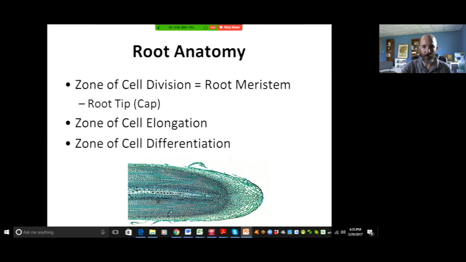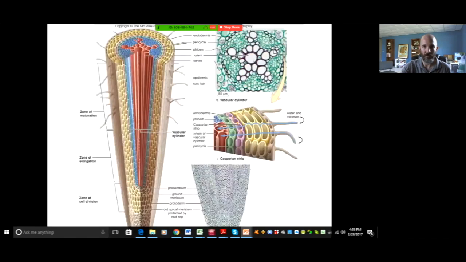The root meristem is pushing through the soil, and the cells that are generated then get assigned to different responsibilities. Then you have the zone of elongation and the zone of differentiation. So the cells are dividing, they're being elongated, and then they're differentiated into their roles. And this is happening in all of the meristematic growth of plants, or the primary growth tips of plants.